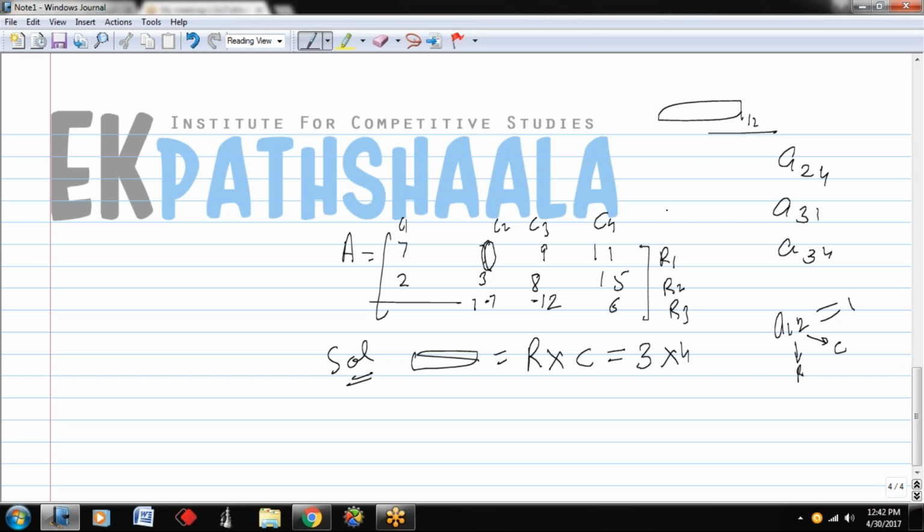Is that okay? Yes, sir. What will be A24, Avni? So 15. Second row and fourth column, that will be 15. Ishwar, what will be A31? It's -1. A34. A34 is 6. Question finished. Please note it down. Move to the next question.